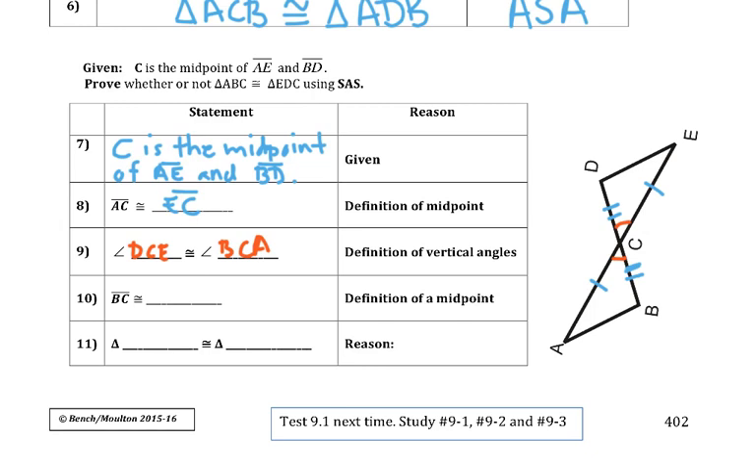Number 10, segment BC is congruent to segment DC because DC, remember, has the two tick marks as does BC. And that's by our definition of the midpoint. They're the same length. Because we have a pair of congruent sides, then a pair of congruent angles, and then a pair of congruent sides, in order, we can say that triangle ABC is congruent to triangle EDC by, for the reason, side, angle, side, or the side, angle, side postulate.